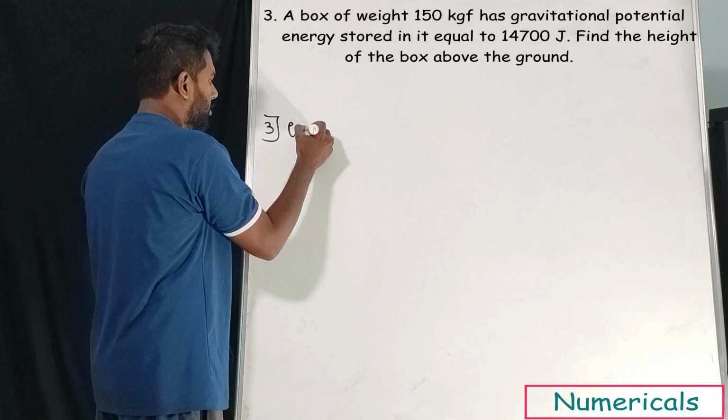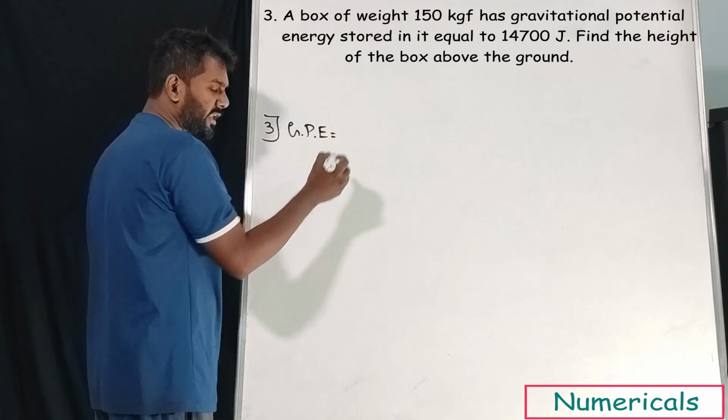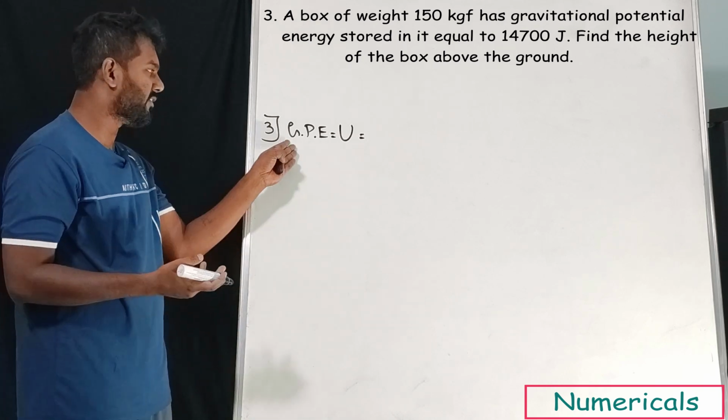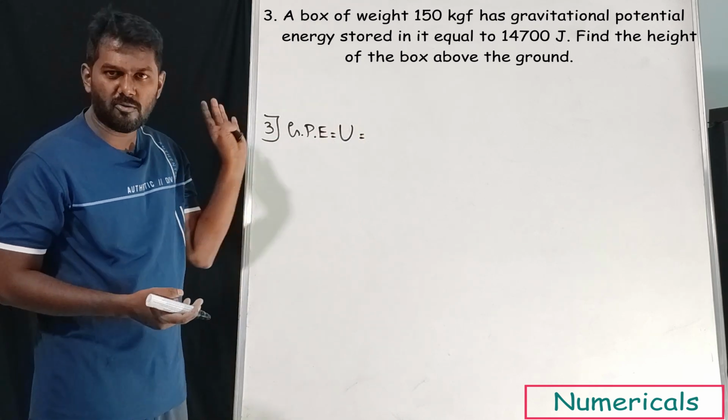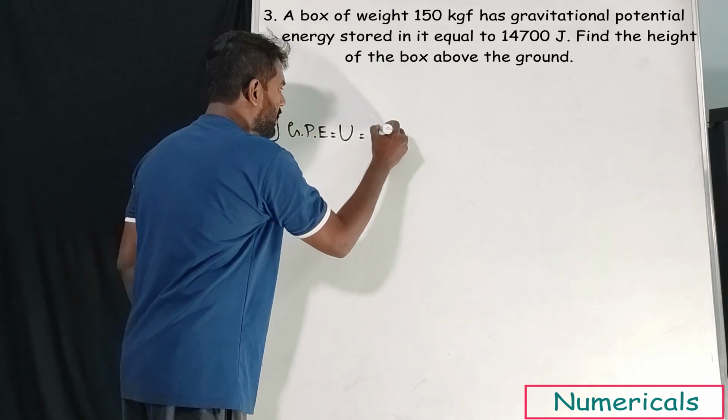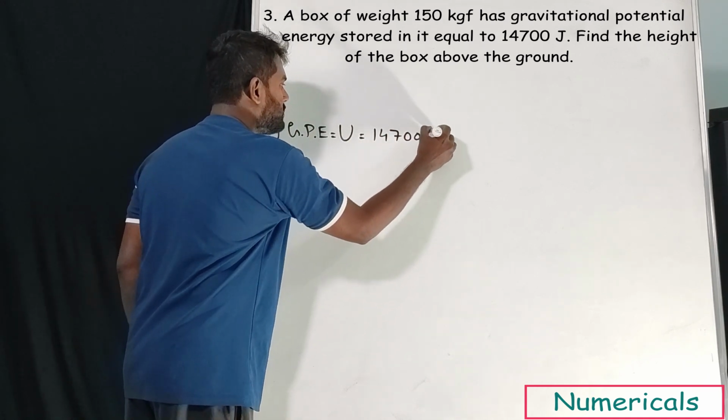So gravitational potential energy, you can take it as U also. U is nothing but potential energy. Gravitational potential energy is a form of potential energy. We can use U also, no issues. So the value will be 14700 joules.